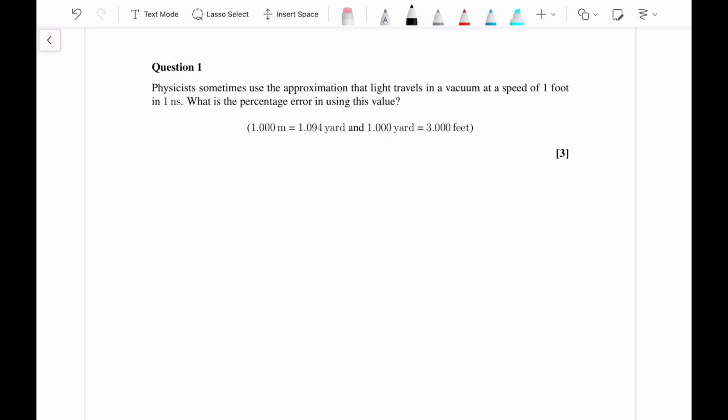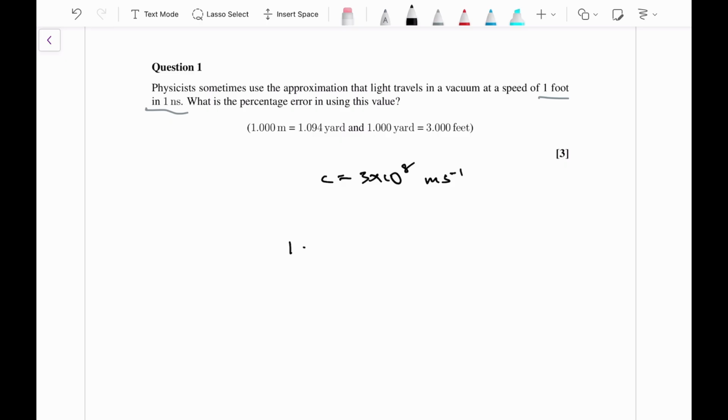Okay, so what we know is that we can say the speed of light c is equal to 3 times 10 to the 8 meters per second. And then what we have to do is just convert 1 foot and 1 nanosecond into meters per second, and then compare it with this to calculate percentage error. So it's given over here that 1 meter is equal to this much yard, and 1 yard is equal to this much feet.